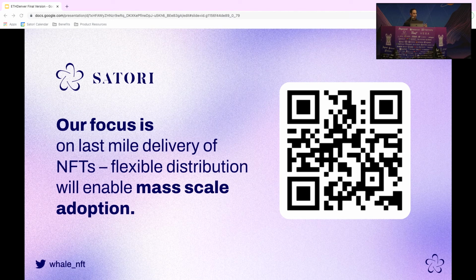So quickly, at Satori, our focus is on that last mile delivery of NFTs. We see the path to mass adoption is through tapping Web2 ecosystems and bringing them into Web3. There's existing communities already, so there's really no reason to try to create something net new. And our path to market is absolutely through looking for existing communities.